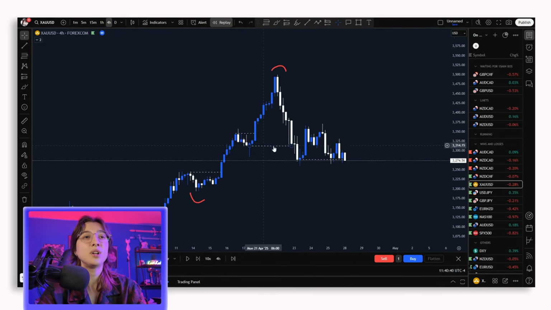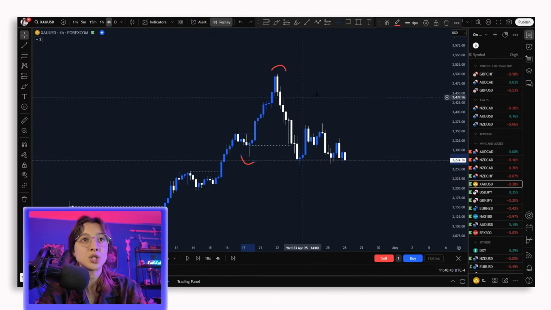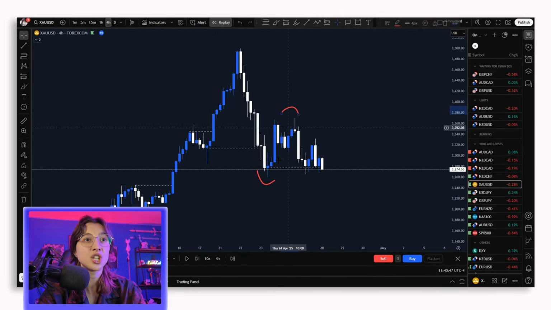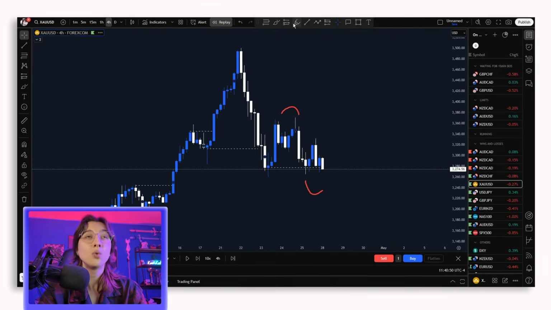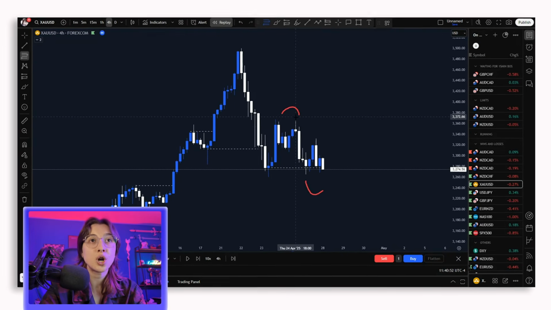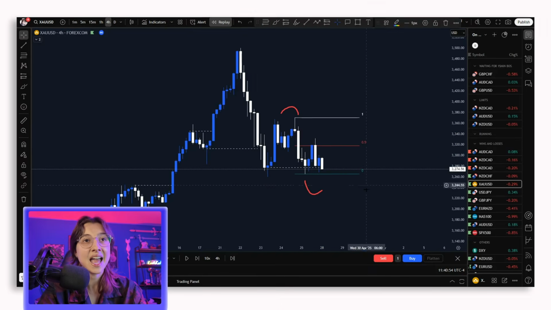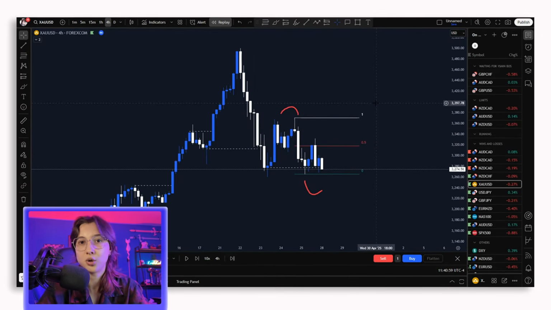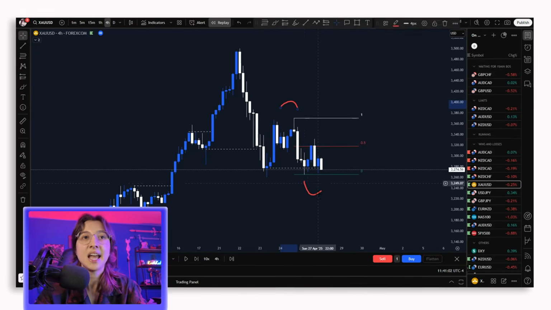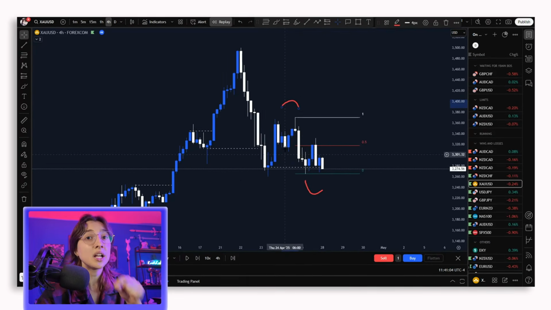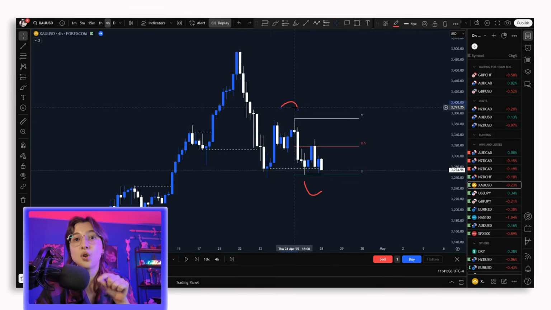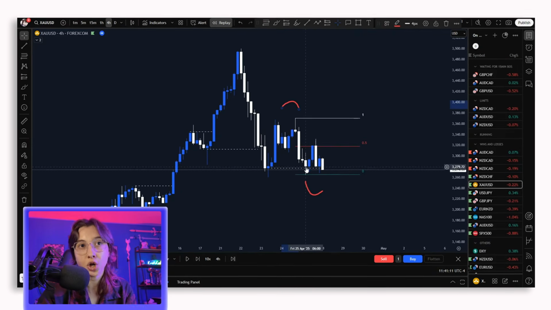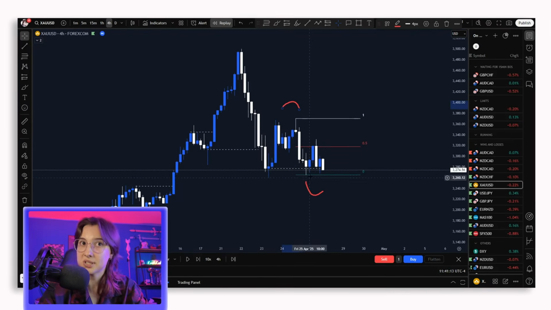So as you can see right here, we indeed broke structure to the downside. So technically our range shifts like this, and then our range shifts like this again. So we were identifying our structure between this high and this low. Now you will tell me again, but your range is bullish overall, so why look for counter trends? And this is exactly what I explained. You can start looking for counter trends even if the overall bias is still bullish, but with lower risk. And as this is our current trading range, we can look for some sells.